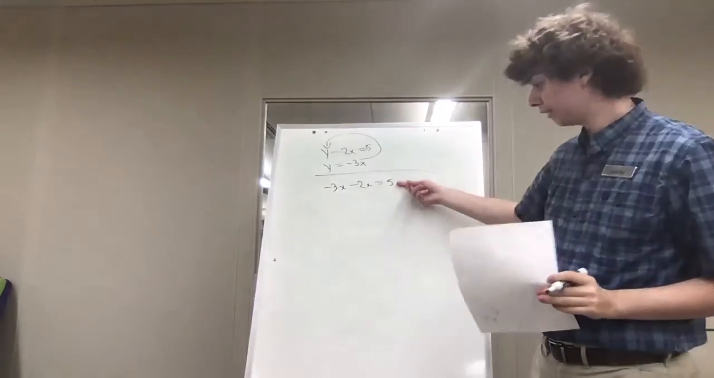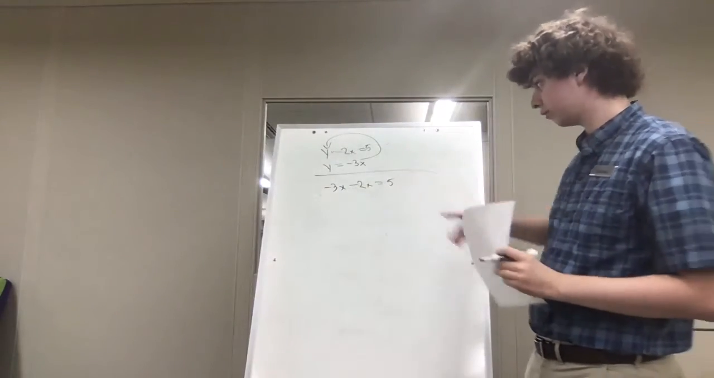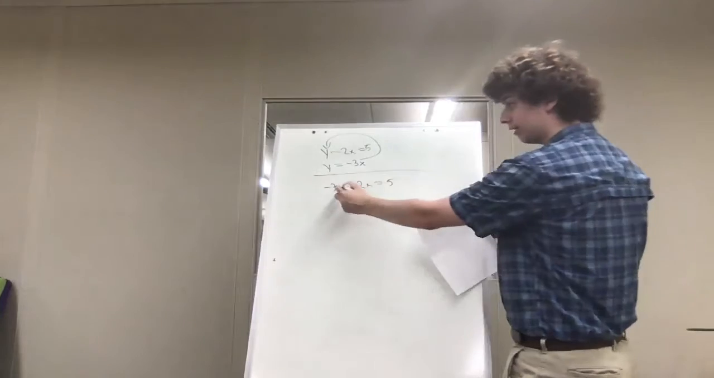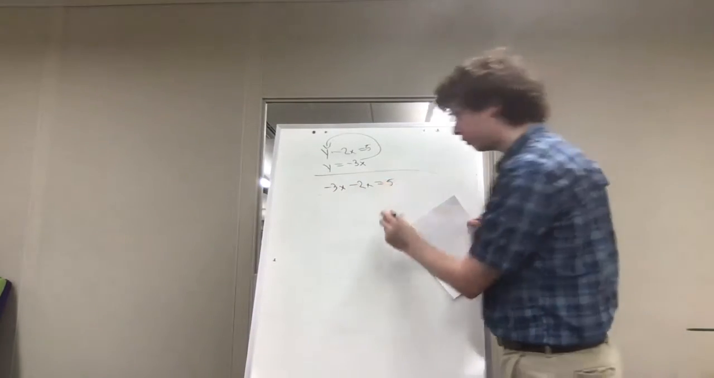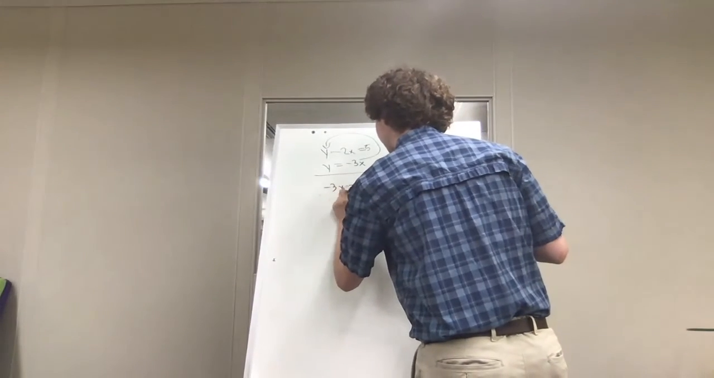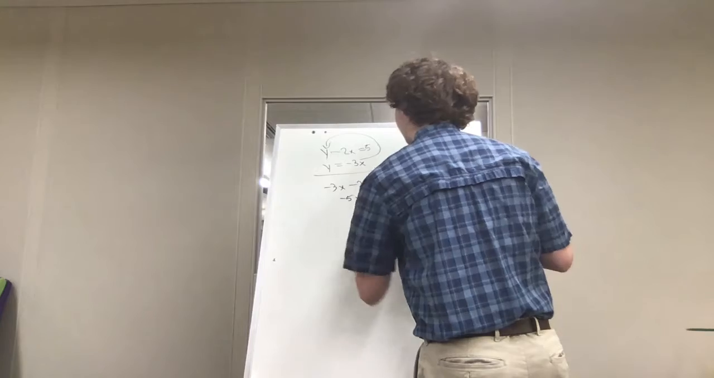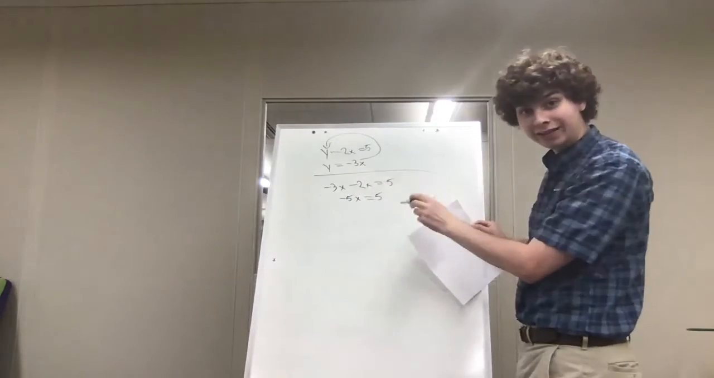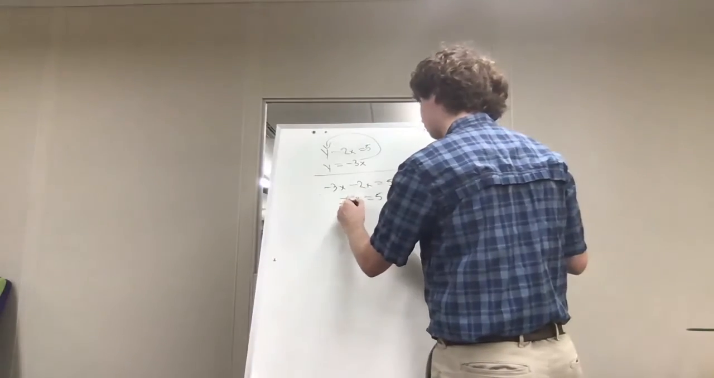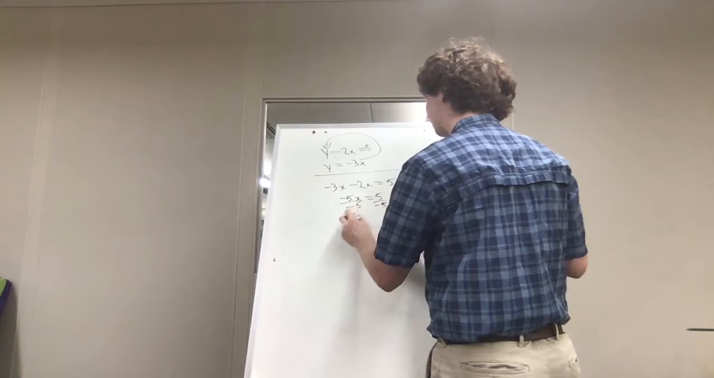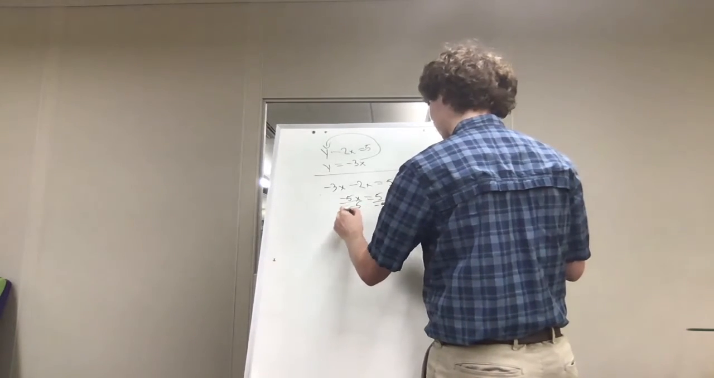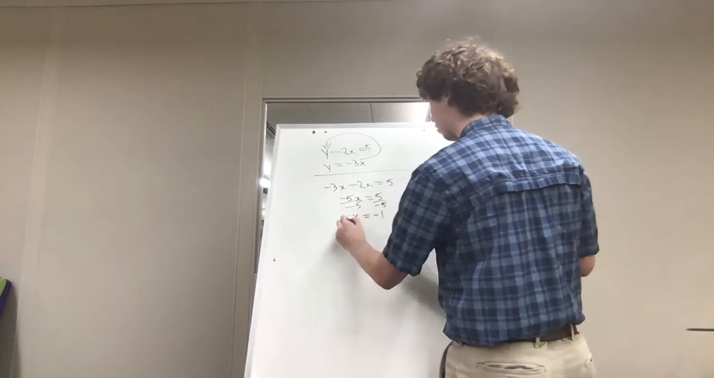Now we can solve for x in this equation. So I'm going to combine the negative 3x and the negative 2x. So that's going to be negative 5x equals 5. And then we get x by itself. So we'll do that. Divide by negative 5. And then x equals negative 1.